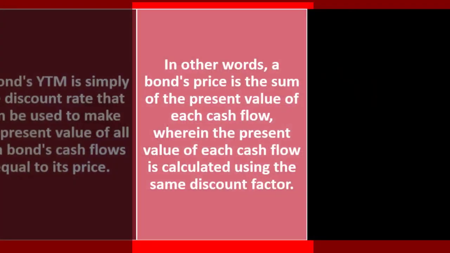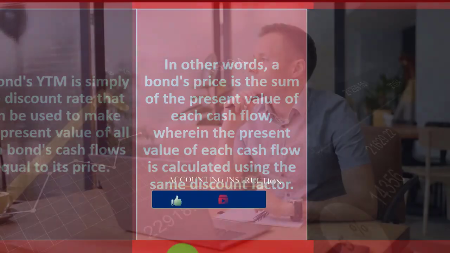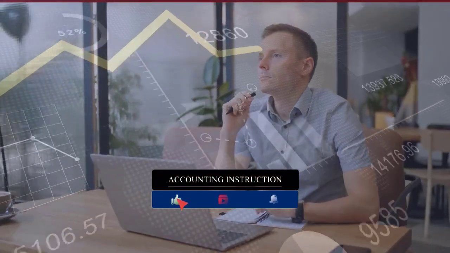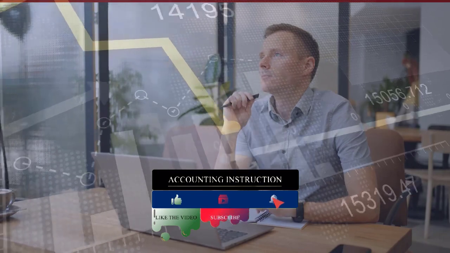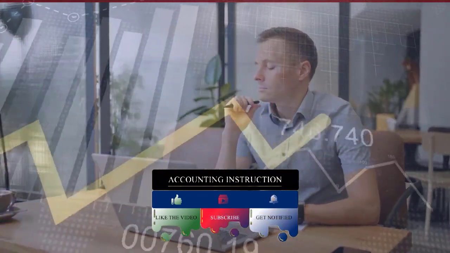In other words, a bond's price is the sum of the present value of each cash flow, wherein the present value of each cash flow is calculated using the same discount factor. So we can think about what the cash flows are going to be into the future. If you have semi-annual payments, you can say into the future for however many years, 10 years or whatever, plus the maturity at the end. We could think about those cash flows and use our discounting features to bring them to a present value calculation to help determine the current value of those future cash flows.